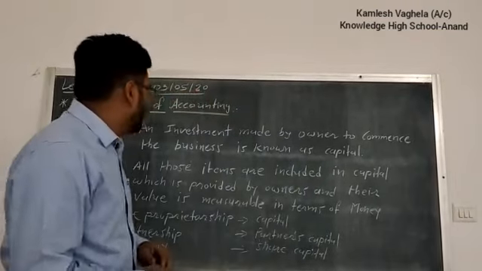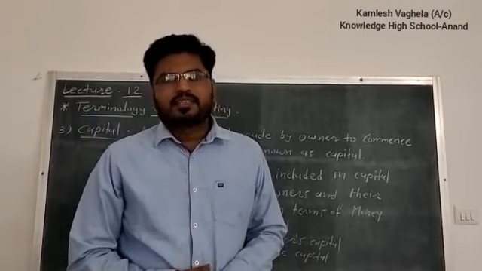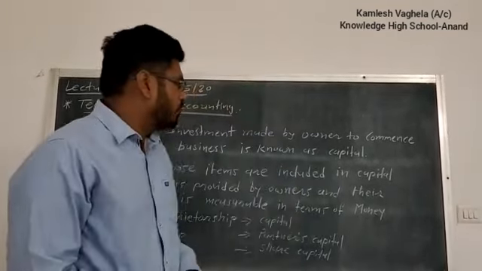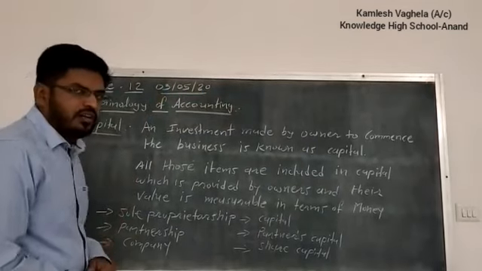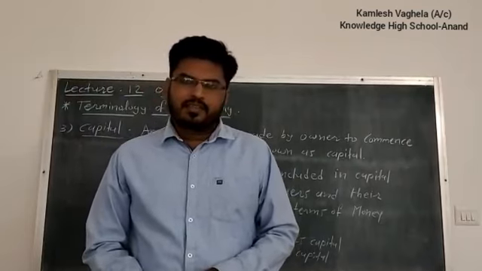Okay, so today we have seen three terminology of accounting. That is, first one is what, business transaction, second one is event, and third one is what, capital. Okay, now you have to write down all these three terminology in your notebooks. Okay, and tomorrow we'll see another three. Okay, thank you and have a nice day.